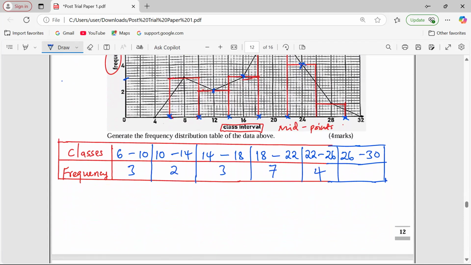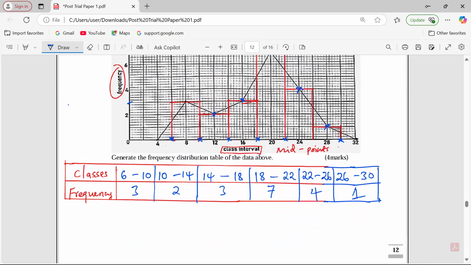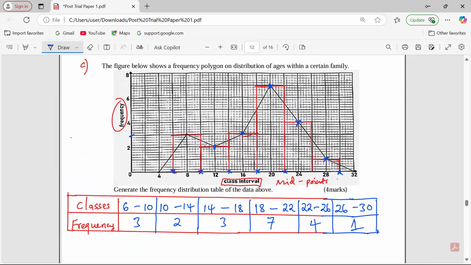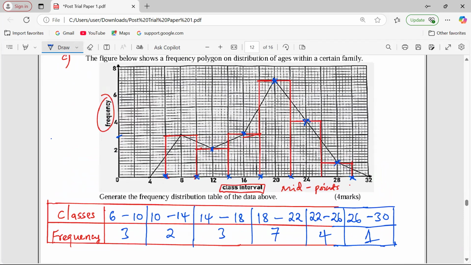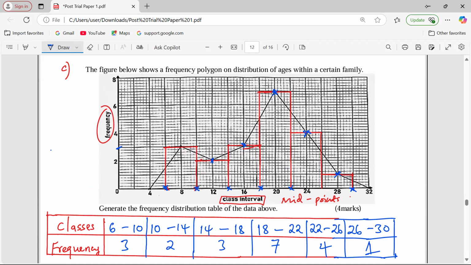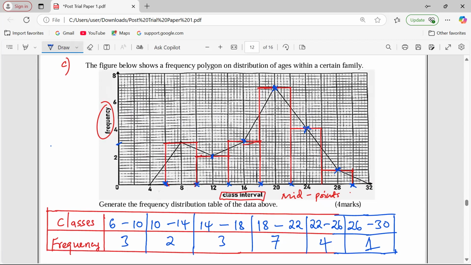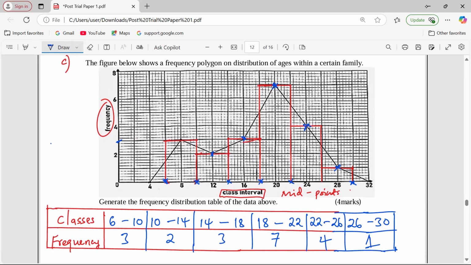And finally, the last class has a frequency of 2. Between 0 and 2, we have 1, sorry, 1 that way. So this is now the table. It has been developed. It is my hope that in future, given such a question where the frequency polygon has already been plotted, you can extract the data which was plotted, and that is generating a frequency distribution table.